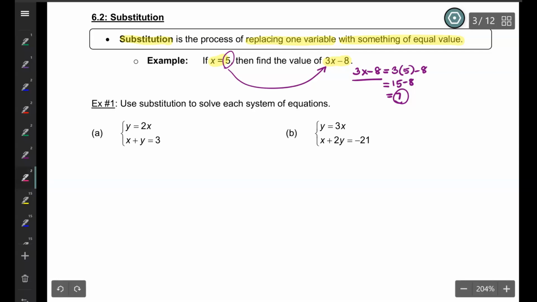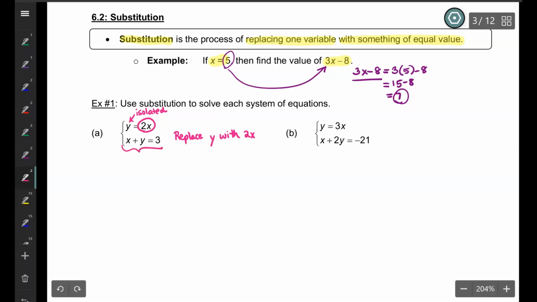I have y equals 2x and x plus y equals 3. Notice y is isolated. And what is y equal to? It's equal to 2x. So what we're going to do is replace y with 2x in this equation.